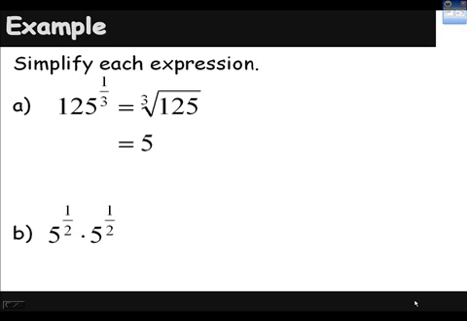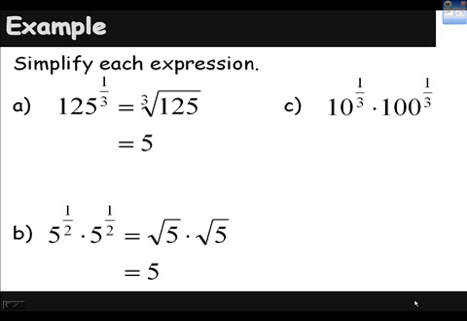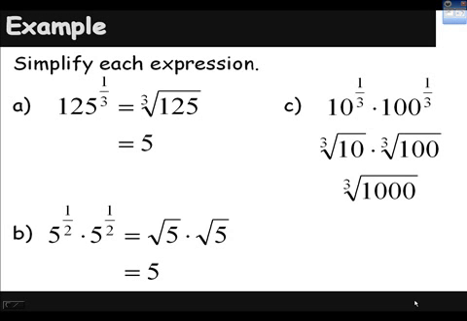5 to the 1/2 times 5 to the 1/2 is exactly the same as root 5 times root 5, or 5. 10 to the 1/3 times 100 to the 1/3 is the same as the cube root of 10 times the cube root of 100, which is the cube root of 1,000, which is 10. 10 times 10 times 10 is 1,000.